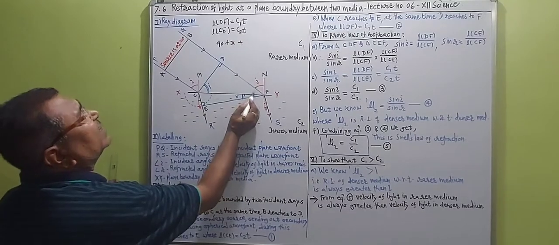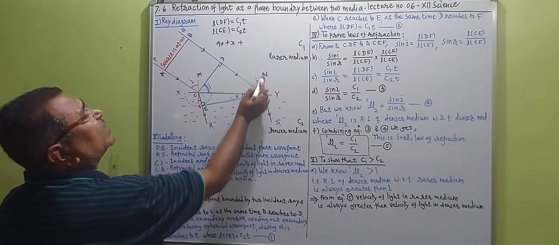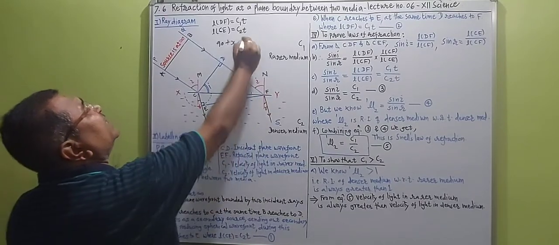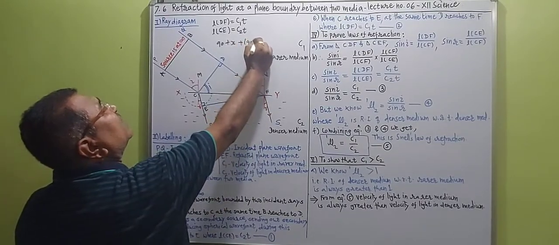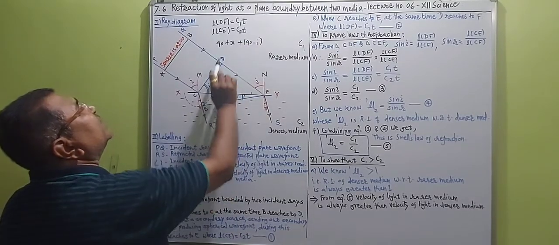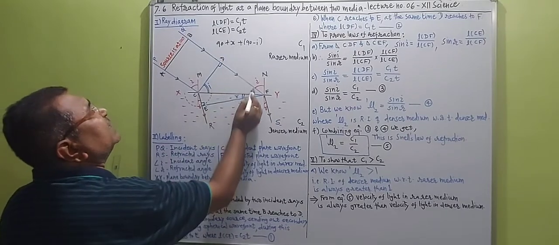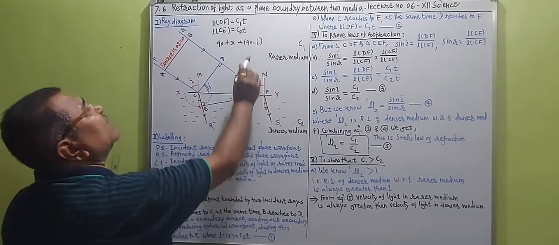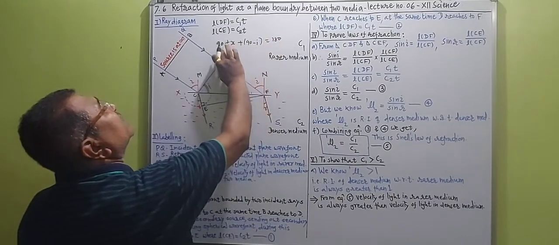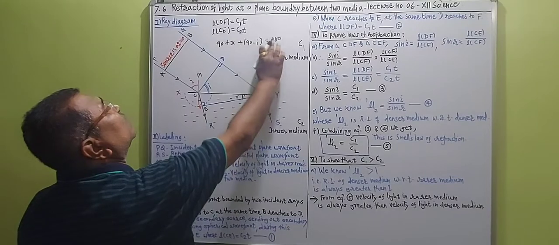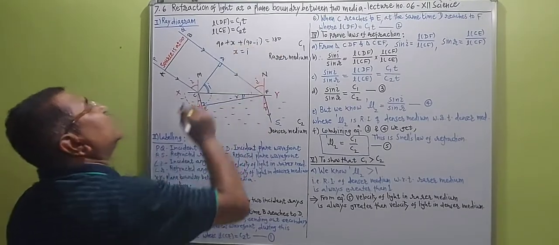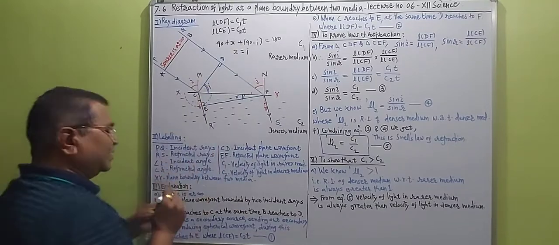What is this angle? If this angle is I and this angle is 90 degrees, then this angle should be 90 minus I. This is 90, we don't know this, I will keep it as X, plus this angle 90 minus I, which is equal to 180. This 90 plus 90 gives 180, the 180 and 180 get cancelled, and you will get X is equal to I. So I have written I here.